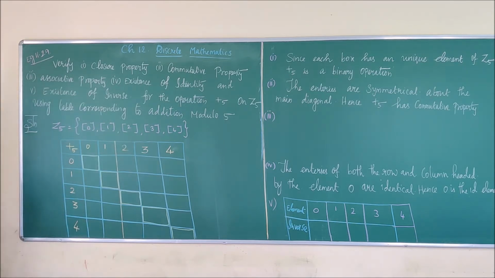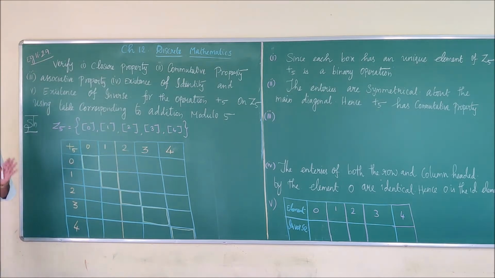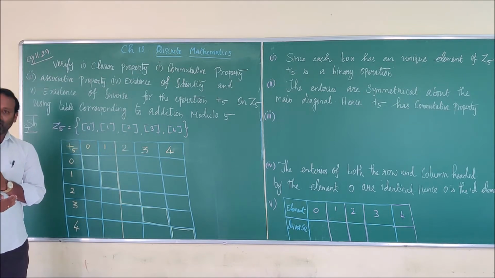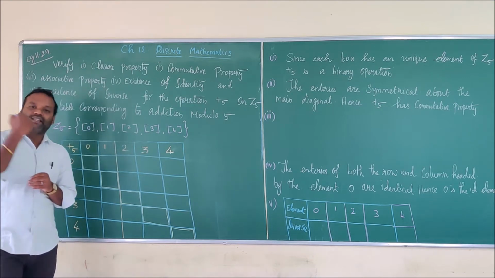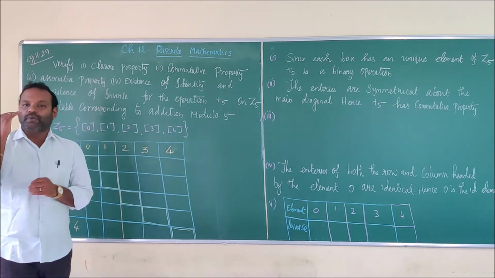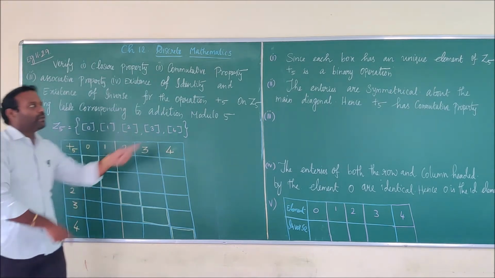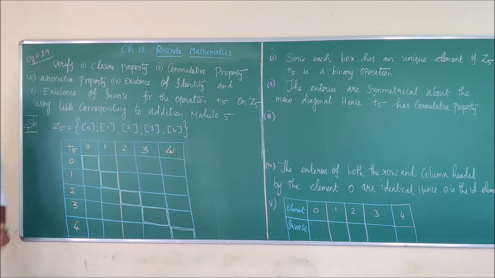Next, first you have to take the element 0 and add it with all the elements in the row. The concept is plus 5. Addition modulo 5 means if the answer is less than 5, you have to write the number as it is. If the answer is greater than or equal to 5, you have to write only the remainders. After filling the table only, you have to write each and every axiom using the statements.